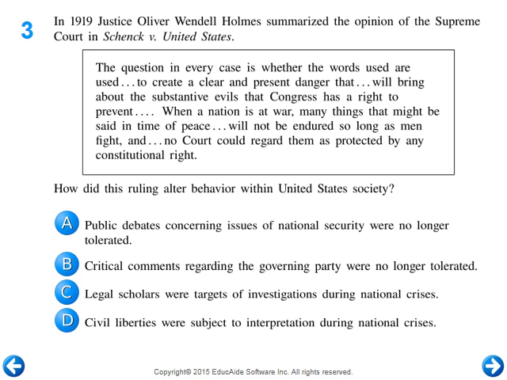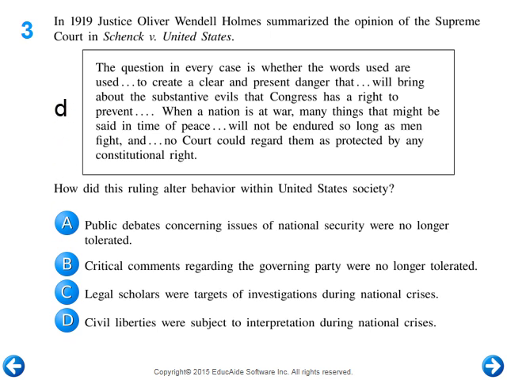C. Legal scholars were targets of investigations during national crisis. Not really. D. Civil liberties were subject to interpretation during national crisis. In other words, your particular freedoms might be limited during times of national crisis. And that's what it's going to be.